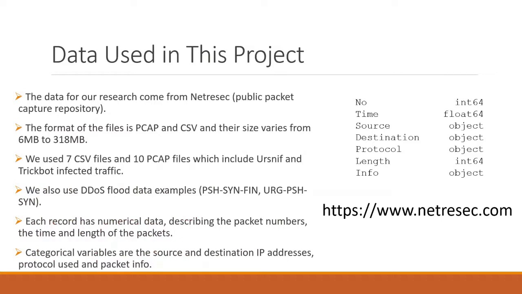The data used for experiments come from public domain, namely a repository called netresec. We can analyze two formats, packet captures and comma-separated values, varying in size from 6 to 318 megabytes. And the samples include traffic from machines infected by Trojans, URSNIF, and TrickBot, and also examples of distributed denial of service. Numerical data are packet numbers, the time and length of the packets, whilst categorical data are source and destination IP addresses, protocol use, and packet flags.